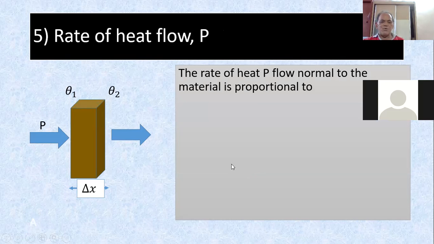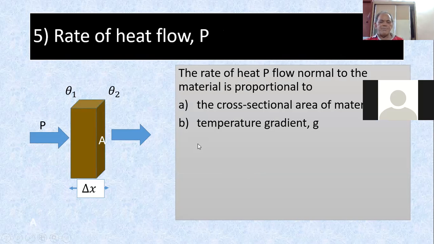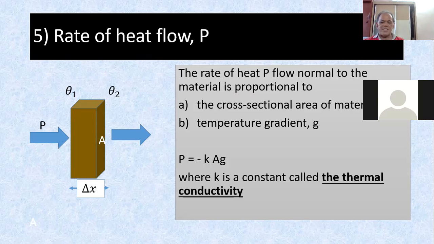Then rate of heat flow, right? It's normal to the surface. It is proportional to the cross-sectional area, that's the cross-sectional area where the heat enters, and the temperature gradient. So we can play with the formula, okay? You can memorize the formula minus K A G, or you can call it CAG, or GAK, whichever you want. Now to memorize the formula, K is called the thermal conductivity.